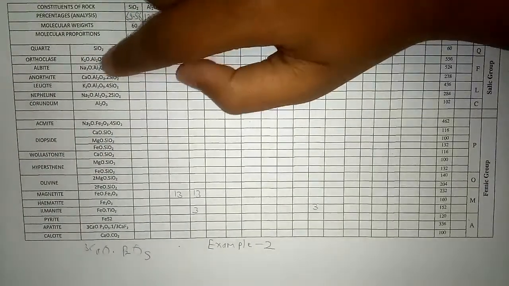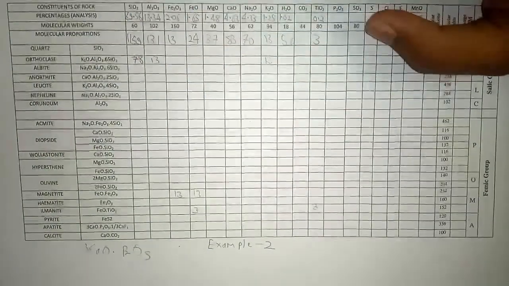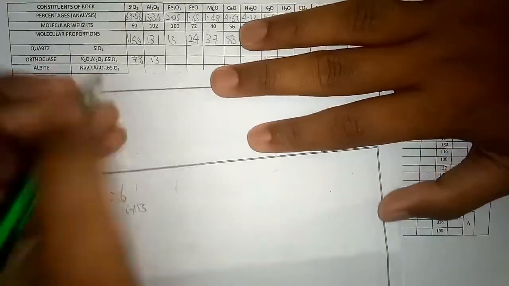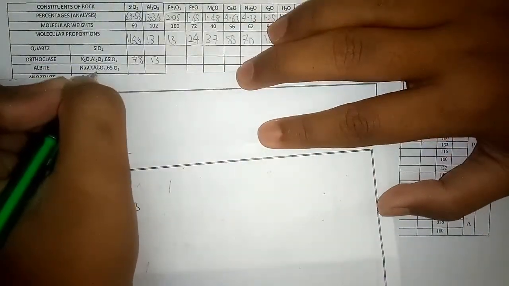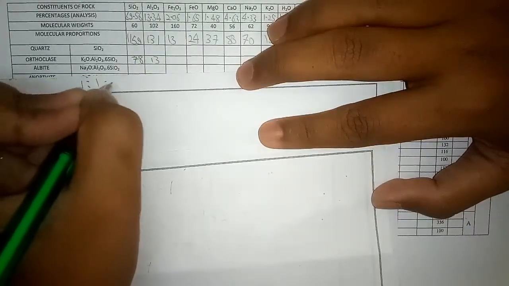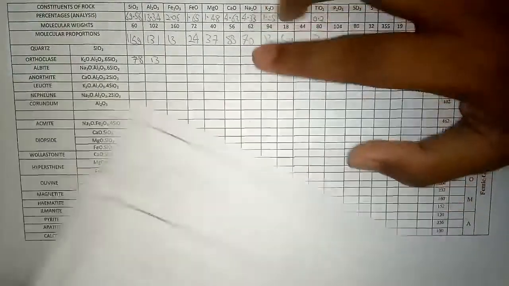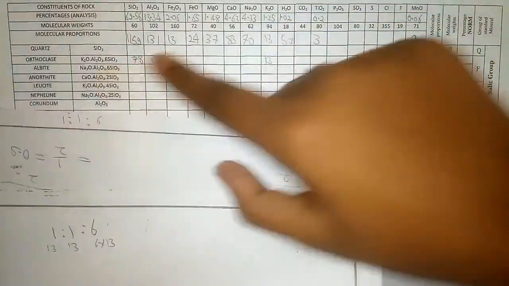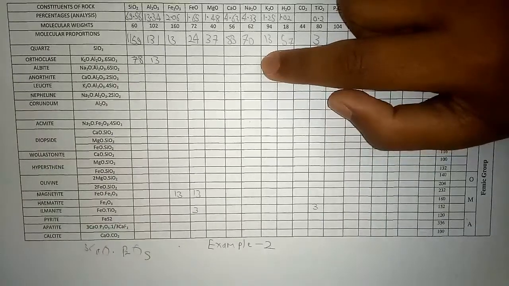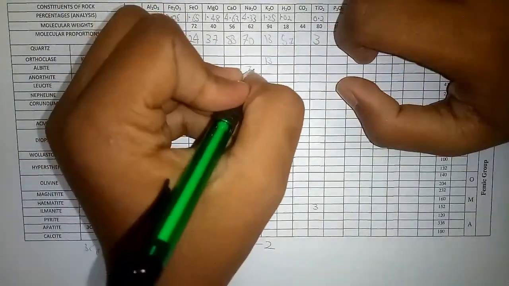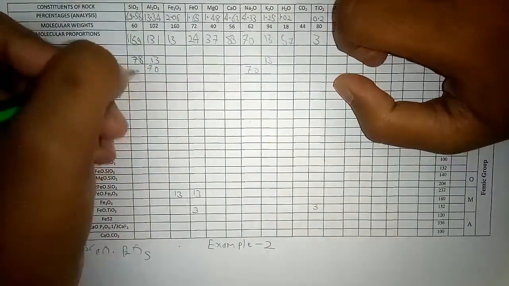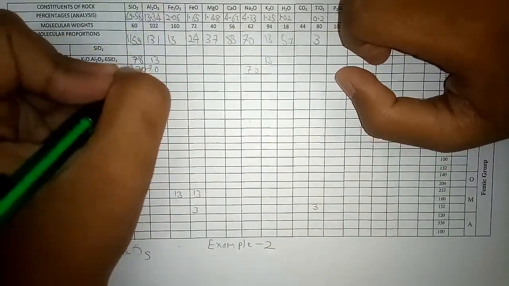Then the second one is albite: Na2O, Al2O3 and SiO2. Here also the ratio is the same, the ratio of Na2O to Al2O3 to 6 SiO2, which is 1 to 1 to 6. Okay, so we have to just see how much Na2O we have. We have 70 Na2O, so we will make 70 Na2O. We have taken 70 Al2O3. Now multiply it by 6, that is 420.